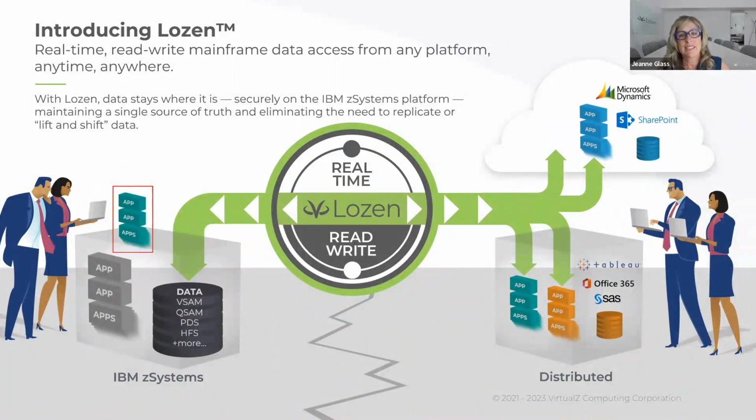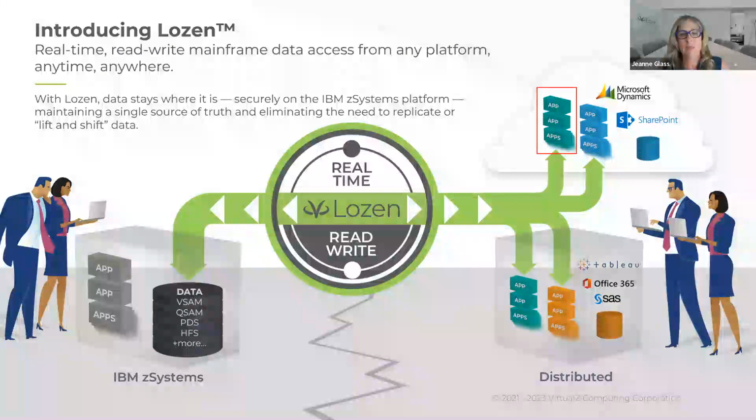To illustrate, let's say these teal applications are on the mainframe today. Today, they share access to mainframe data along with the applications in gray that are going to stay on the mainframe for now or indefinitely. Now, you move the teal applications to the cloud. With Lozen, your migration project is now complete because the teal applications retain the exact same data access they had while they were on the mainframe, even though now they're running in the cloud.